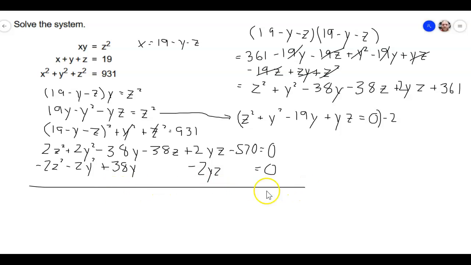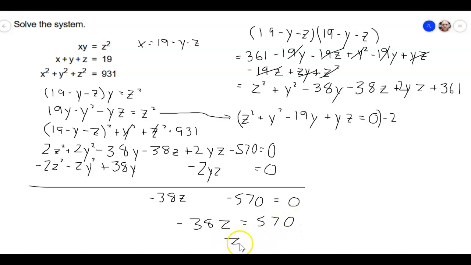So when I add these two things together, all those will cancel, those will cancel, those will cancel, and all I'll have left is negative 38z minus 570 is equal to 0. That's it. I probably didn't even need to do that part. And so that's my new equation, right? Negative 38z is equal to 570.